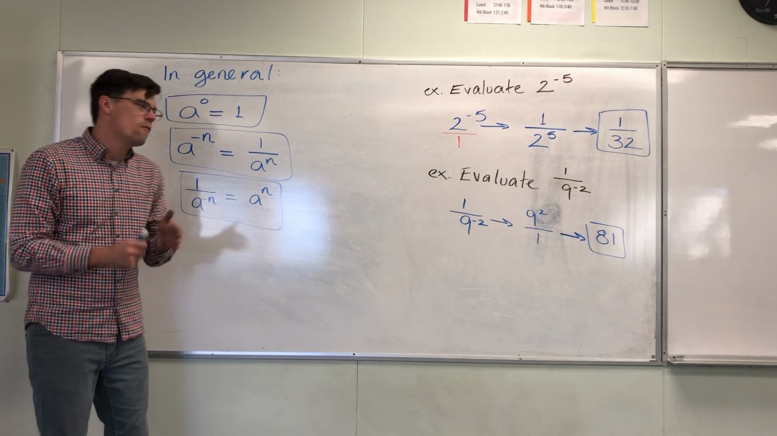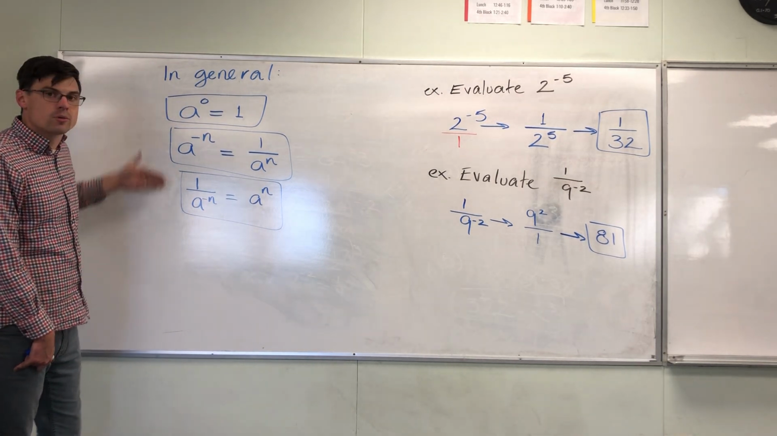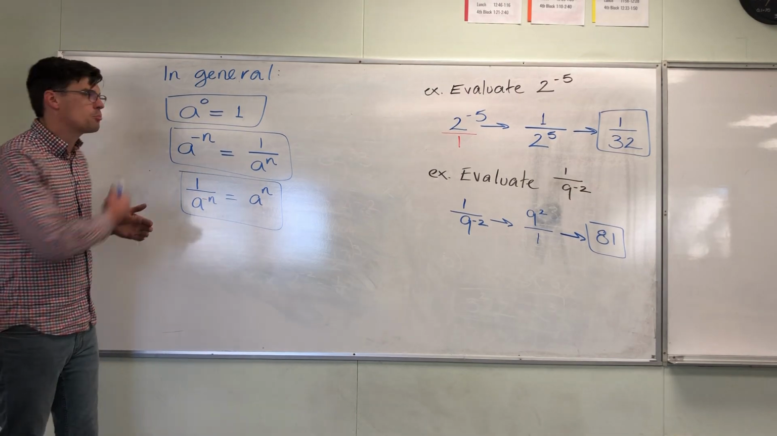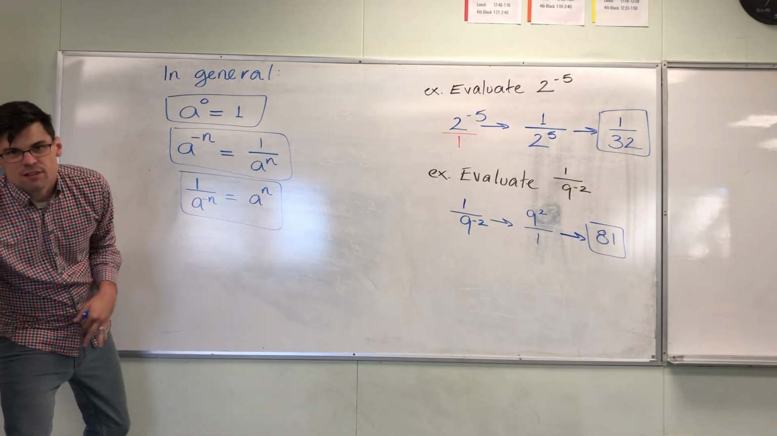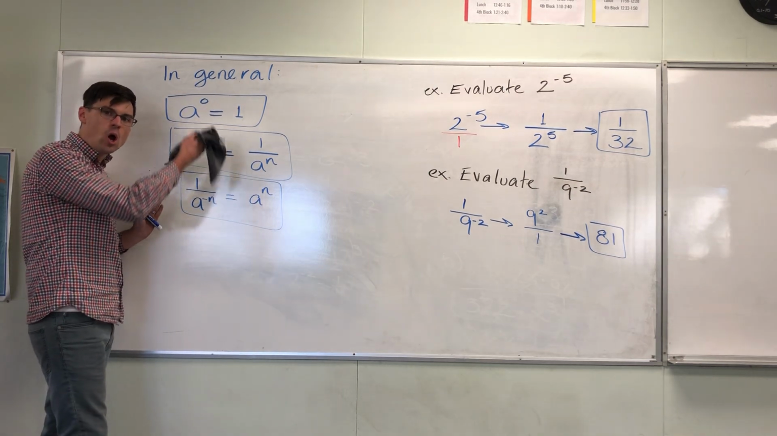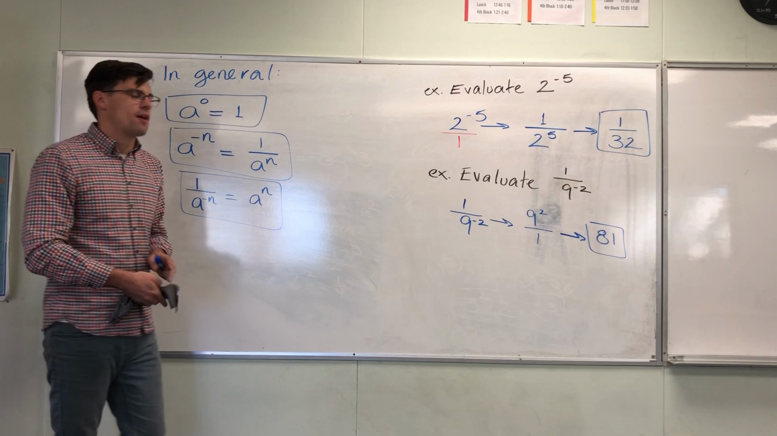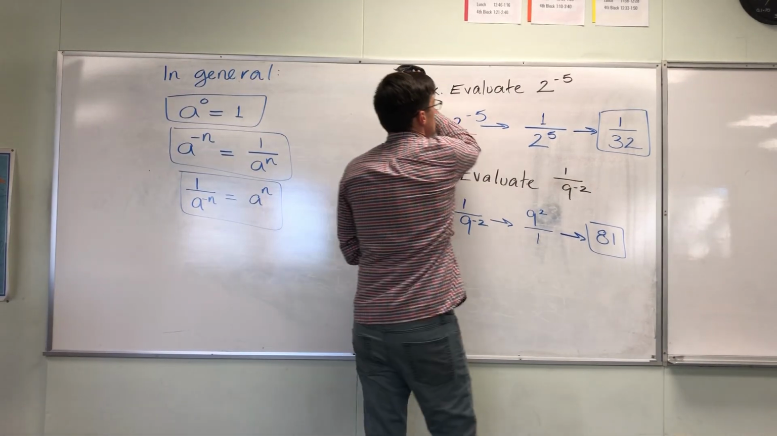So the idea of these general rules, which we'll call properties of exponents, is that if I ever forget how this works, I can reference this in my notes and say, oh, that's right, negative powers move across the fraction. So let's put these properties to use.